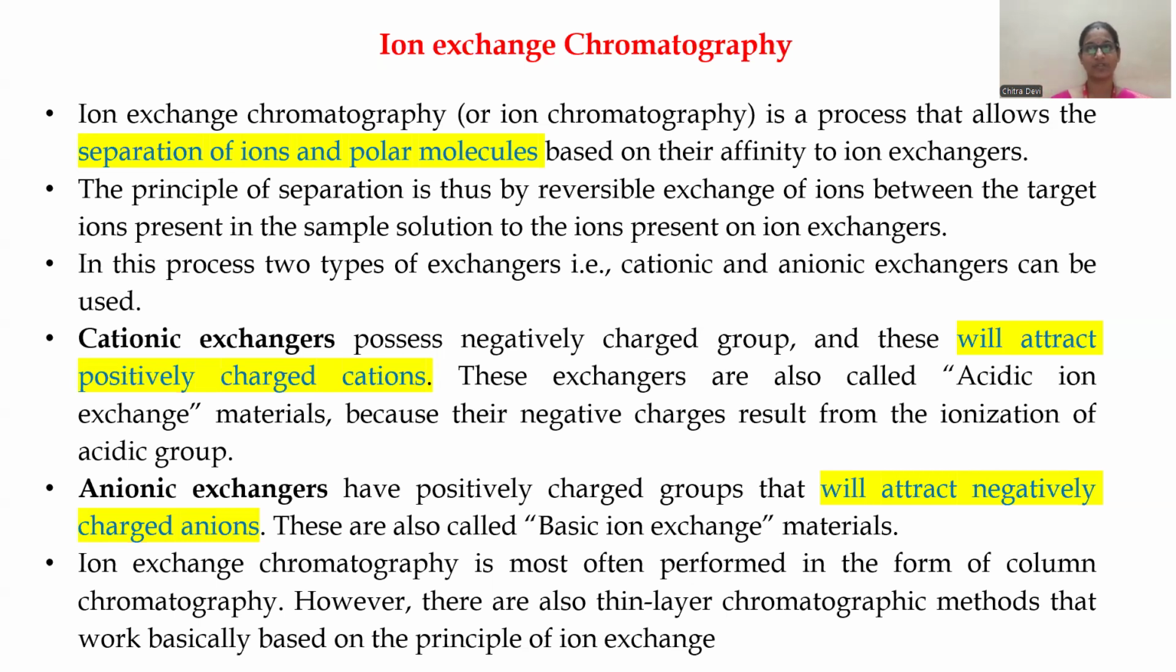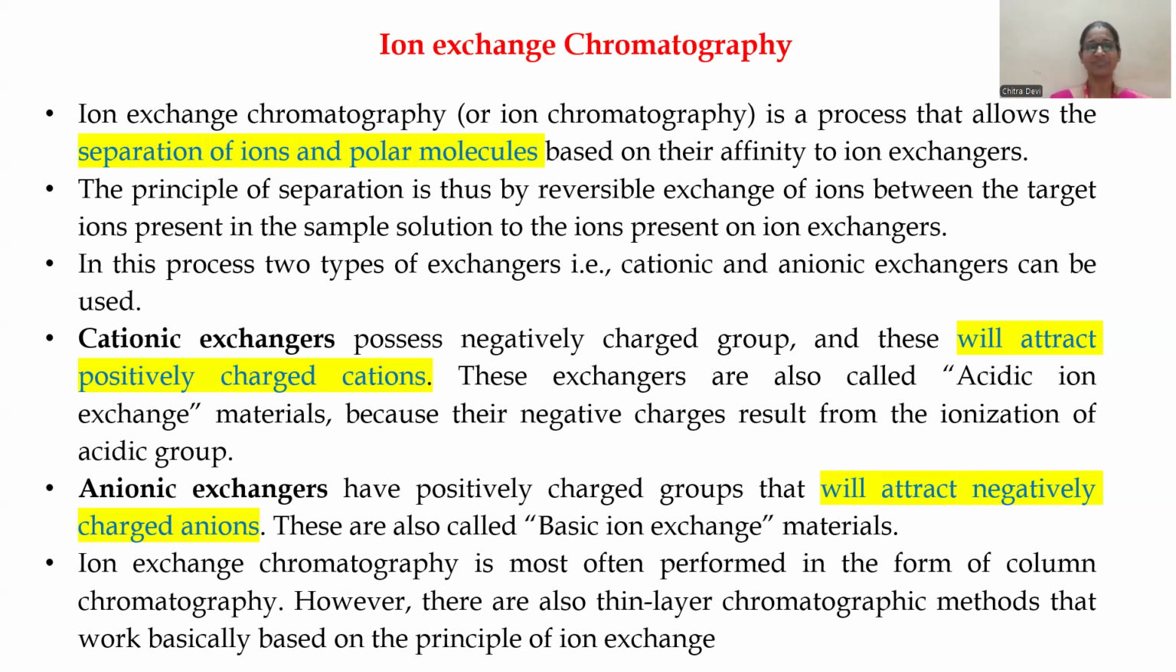Normally, two different types of ion exchanger will be used. One is the cationic ion exchanger, another one is the anionic ion exchanger. So, one by one, we'll see. What is a cationic exchanger? It possesses negatively charged groups, so it will attract positively charged cations. If our sample of interest is positively charged cations, we can choose cationic exchangers in the stationary phase.